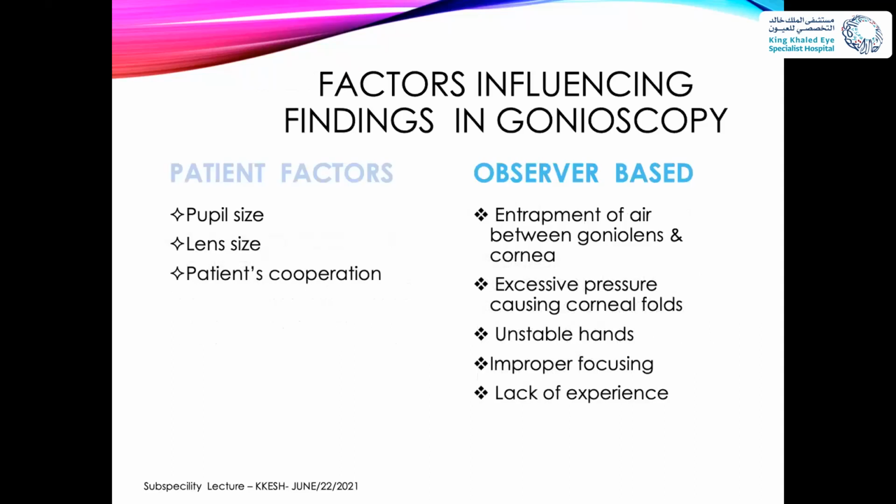So it's very important to pay attention to some factors that could actually be an obstacle. Patient factors: pupil size, the lens status, the patient's cooperation. It's very important. It can also be based on the observer, like air bubbles getting trapped between the lens and the cornea, too much pressure applied on the cornea, unstable hands, improper focusing of the images, or even the lack of experience.